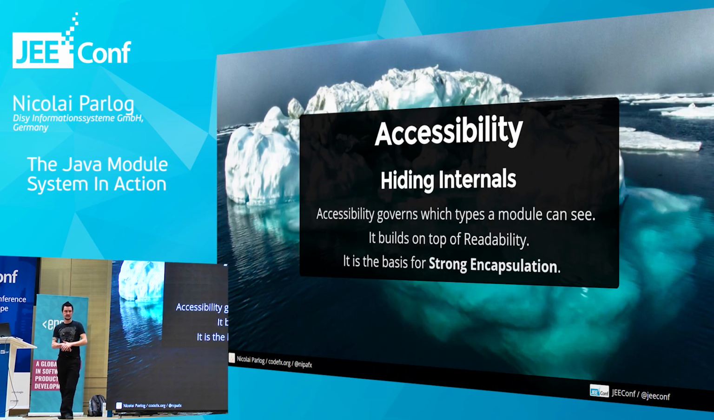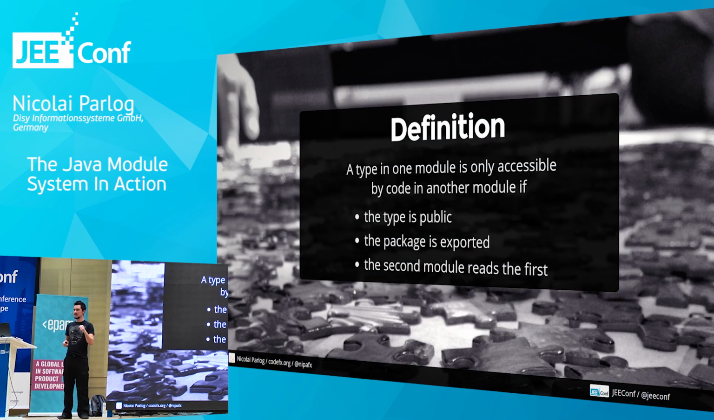Now, the third part is accessibility. As with readability, this is the term that you're going to see in the documentation. This is the part that hides the internals and implements strong encapsulation, and it immediately builds on readability. Because what happens at runtime is, if you have a module A and it wants to load a class from module B, then it will check: is the type public? Okay, the type is public. Is this package even exported? It must be exported. And then, can A even read B? All of these three must be fulfilled for you to be actually able to handle that class.